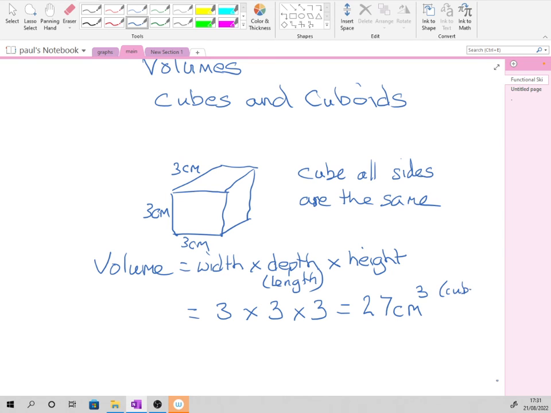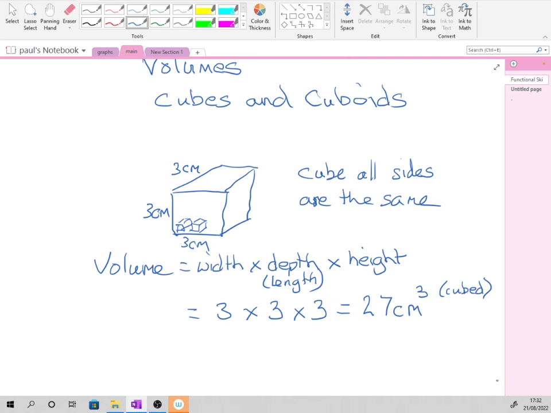Now, volume is always in cubed units regardless of the shape. It has nothing to do with the fact that this is a cube. It's always cubed, like a circle can be 10 centimeters square. So these 3 things multiplied together equal the volume. The volume is 27 centimeters cubed, which means that we can fit in there 27 tiny little cubic centimeters: 3 wide, 3 high, 3 deep.